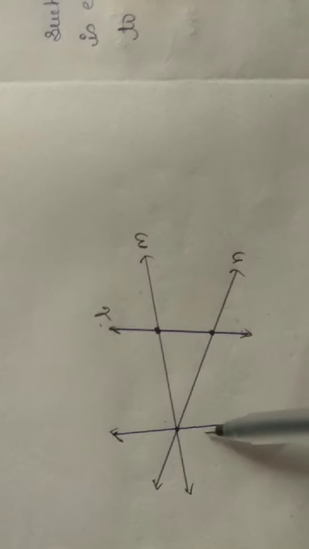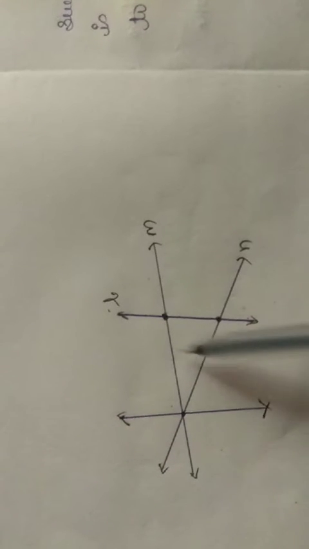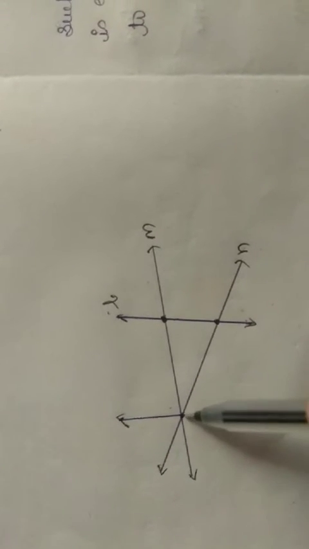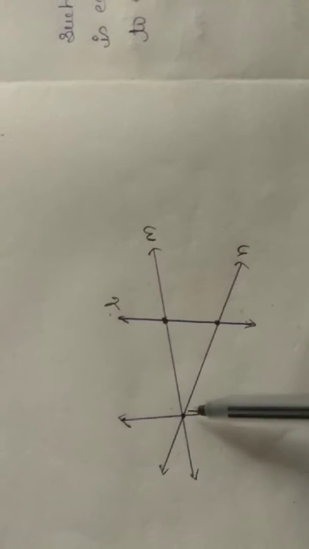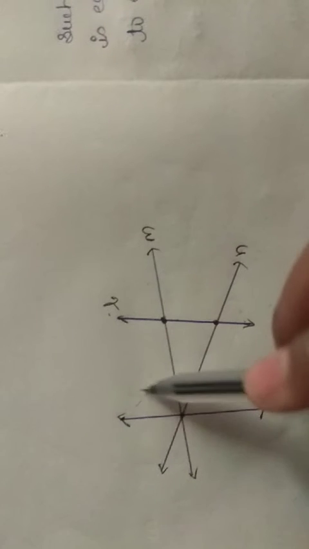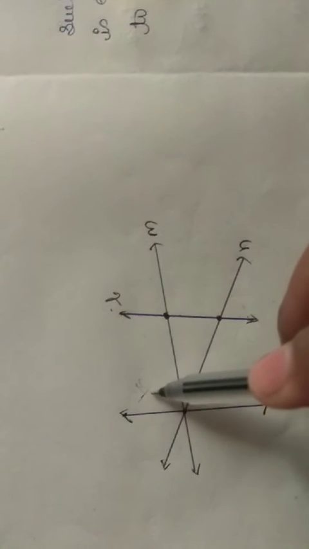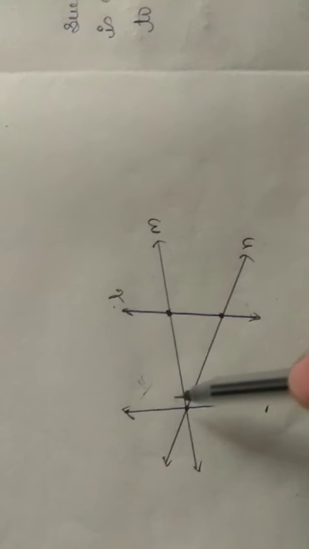But this is not a transversal line of M and N, because it does not intersect at different points. This intersects only at a single point. So this is not our transversal line. Understood the concept of transversal line?